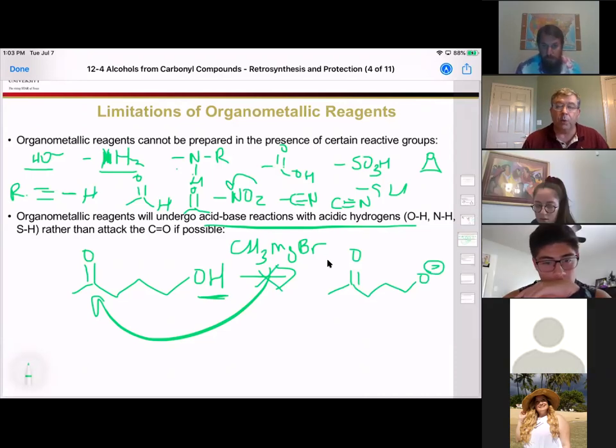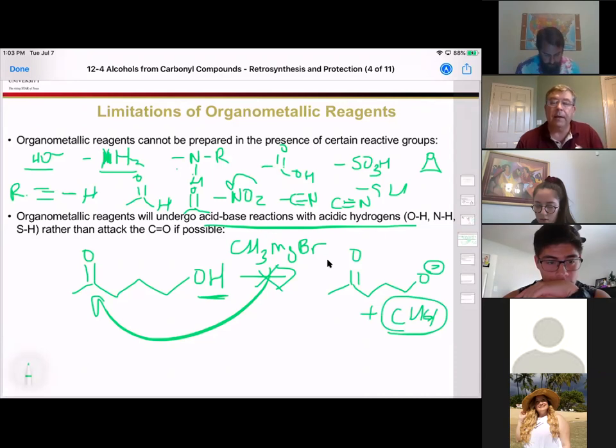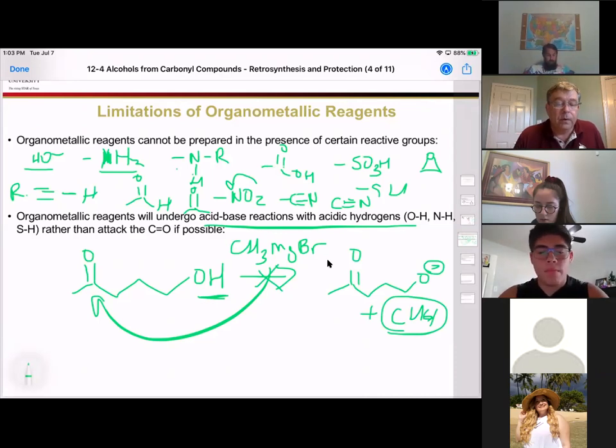It's not going to form the product you want to form, and the byproduct is, of course, going to be methane in this case, because it took the hydrogen off here, added it to that carbon anion, and it goes away. Okay, so if we can't make an alcohol out of this carbonyl because of the alcohol here, then that would really limit what we could do.